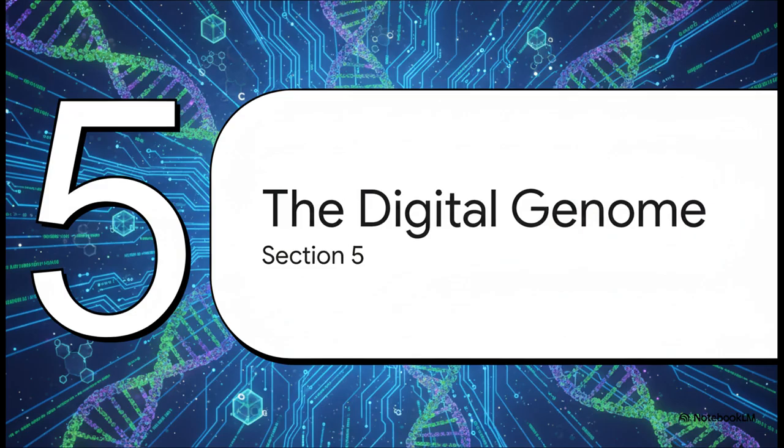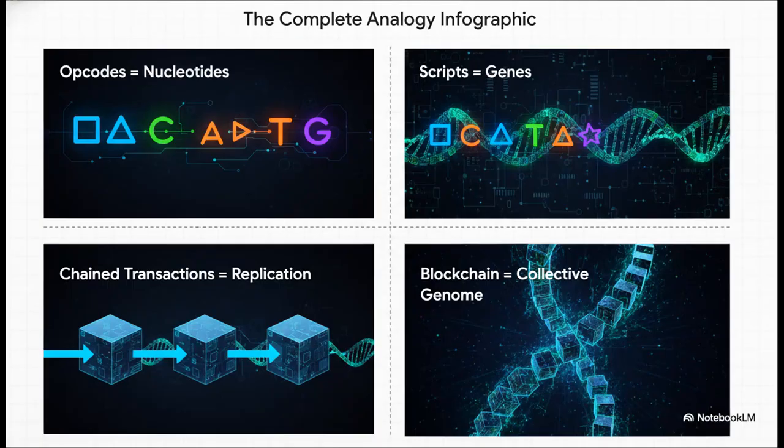So let's zoom all the way out now and put all of these pieces together. What we're looking at is something much bigger than just a payment system. We're looking at a complete digital genetic system. Here it is, the whole analogy in one place. The opcodes are the nucleotides, the basic chemical letters. The scripts are the genes, giving the instructions. The chaining of transactions, well, that's replication, passing those instructions through time. And the entire blockchain itself? That's the collective genome of the network, a complete, unchangeable, and verifiable record of its entire computational life.